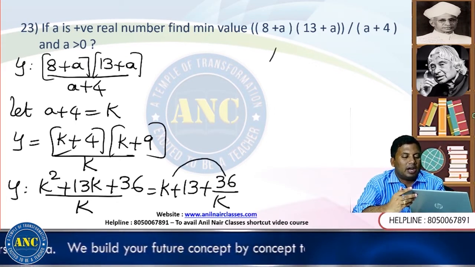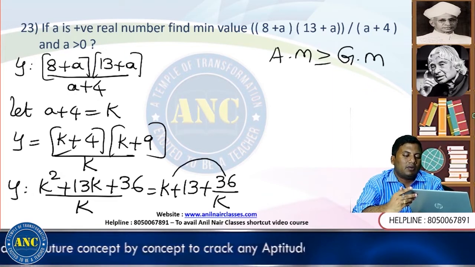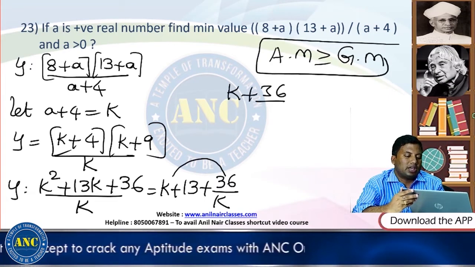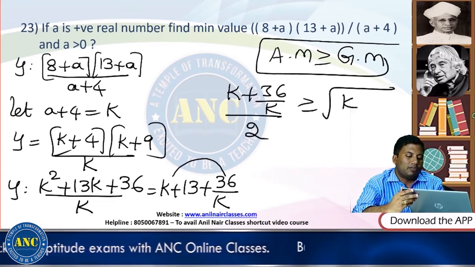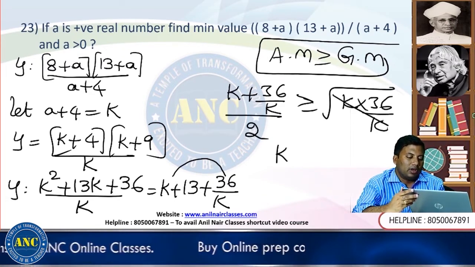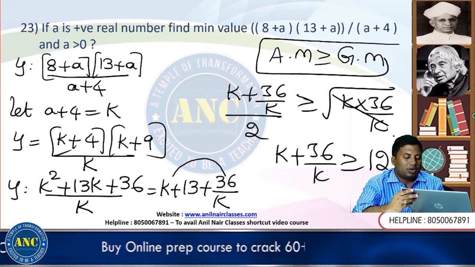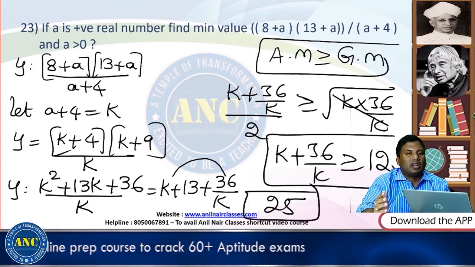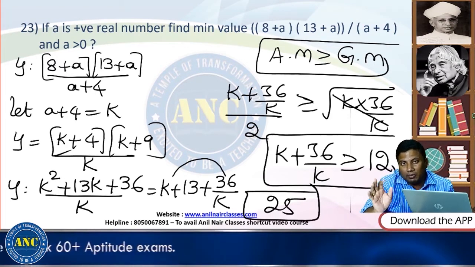Apply AM greater than or equivalent to GM for this one. So (K plus 36 by K) by 2 is greater than or equivalent to the root of K into 36 by K. 6 2s are 12. So K plus 36 by K is greater than or equivalent to 12. Minimum value is 12. 12 plus 13 is 25. I hope the concept is clear.